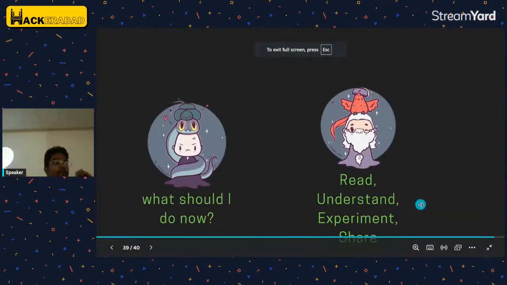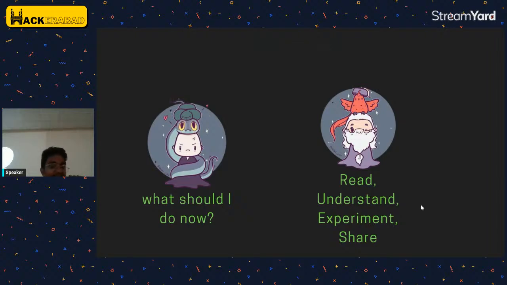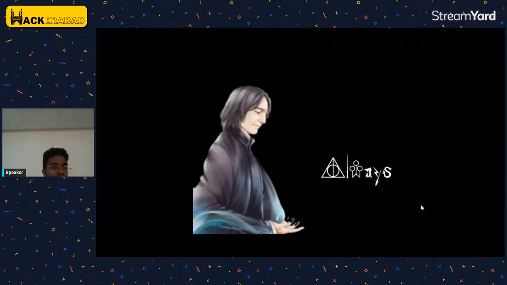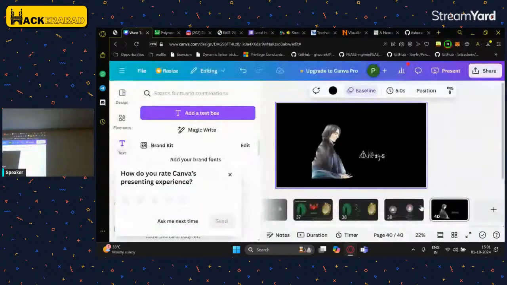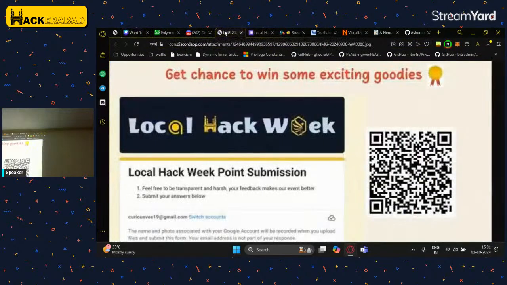This is for Harry Potter fans especially. You have to read, understand, experiment, and share those results with others so that they can learn. You should always do it. And yes. That's a required form.